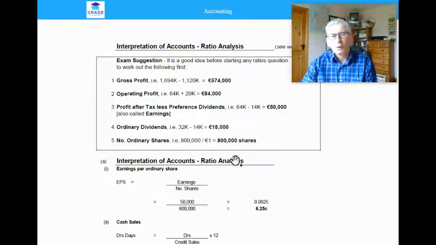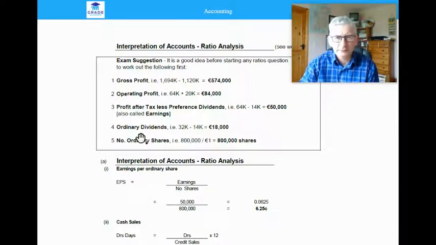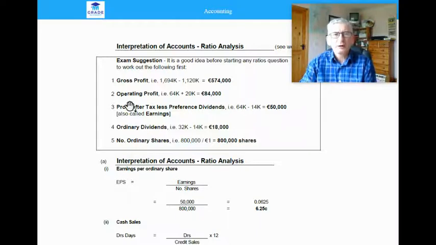Now, one advice I would give any student doing and practicing the ratios question is to get 5 figures sorted out before you actually start the question. And what do I mean? The 5 figures I'm referring to are the gross profit, the operating profit, the profit after tax less preference dividends, the ordinary dividends, and the number of ordinary shares.